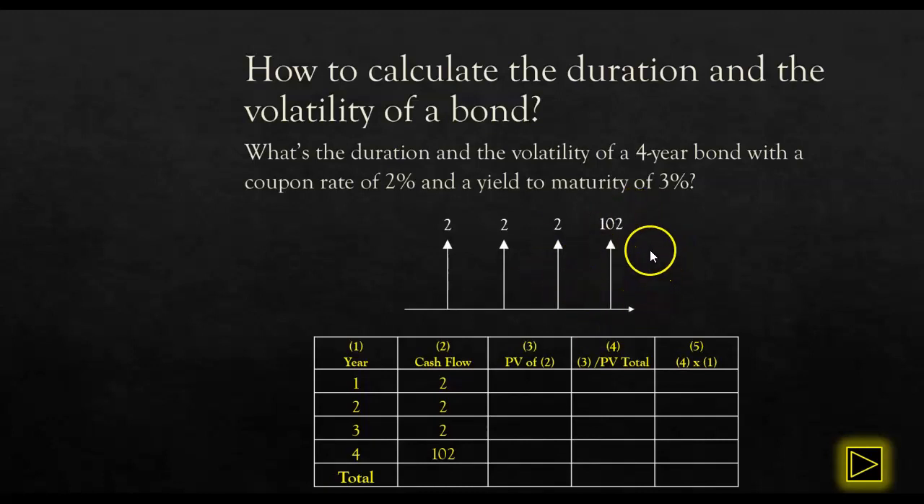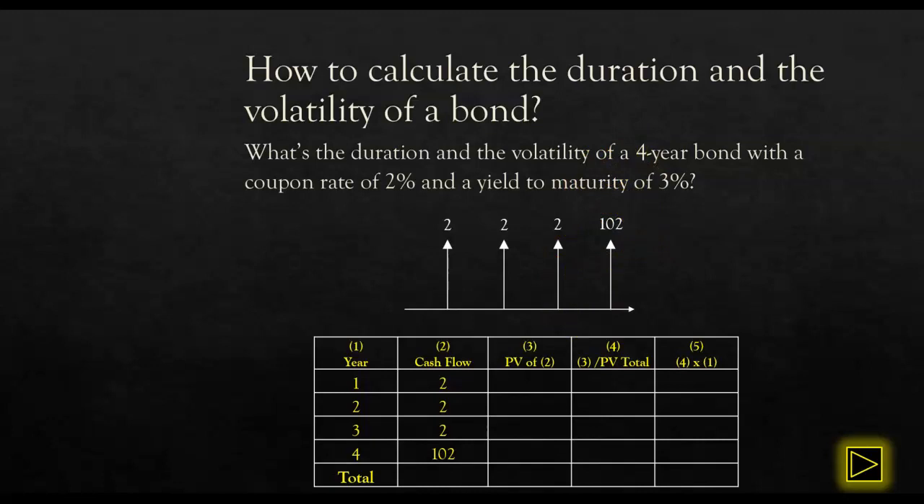And in the last year, this is the time of maturity. You're getting paid the last coupon payment of 2% of the face value, plus you're also getting paid the face value at the time of maturity. This is why at the time of maturity, you'll be receiving 102% of the face value.